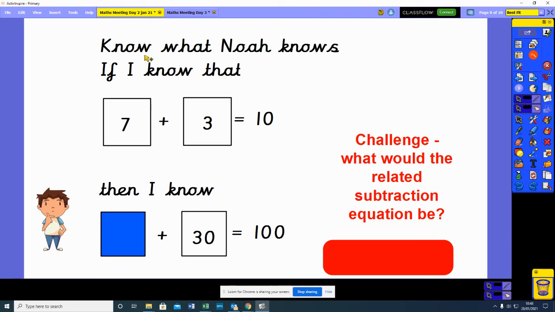Okay, we're going to have a look at what Noah knows now. Know what Noah knows. If I know that 7 add 3 equals 10, then I know, fill in my blue box, fill in for this equation. For those that are ready for a challenge, what would the related subtraction equation be? I'm going to pause the video now for you to decide what numbers go in here.